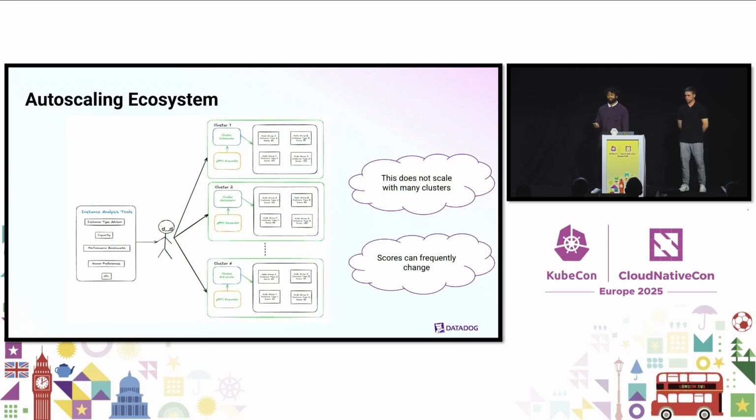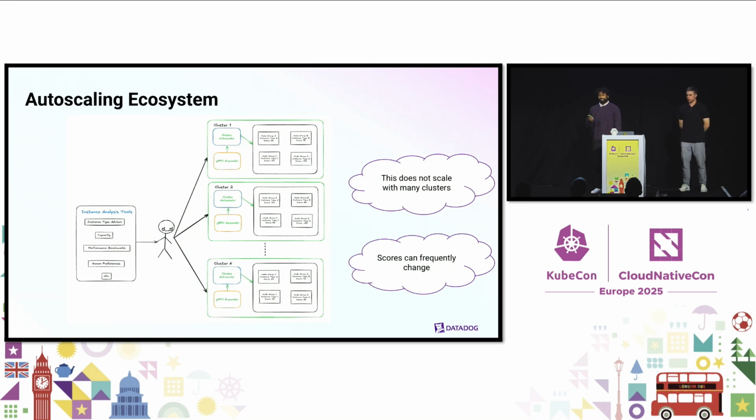Also, across regions, there's different instance type availability. Across cloud providers, you have completely different instance types. So a human managing the best instance types across all these clusters is not going to scale well. The other thing is that these scores can potentially change frequently. Let's say in the middle of the night, an instance type runs out of capacity. You're going to have to change the score of that instance type. Or if a new application gets deployed or scaled up, you're going to have to change the score for that too.